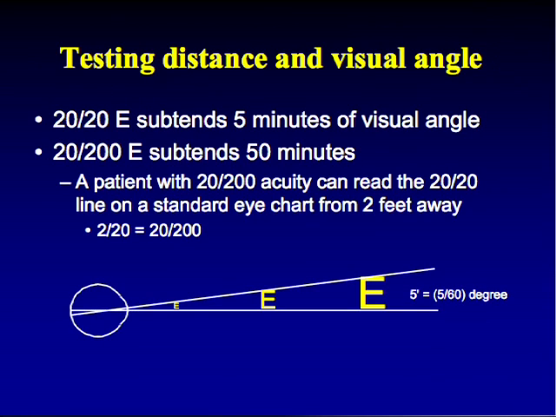Now, as a result, if a 20/20 subtends 5 minutes of visual angle, a 20/200 subtends 10 times that, or 50 minutes of visual angle. And what that means is something that you know intuitively as well, is a patient with 20/200 visual acuity, for example, can't read the 20/20 line. They can read it if they stand 2 feet away, because 2/20 vision is the same as 20/200 vision. It's all a matter of the angles of light and the resolving power of the eye.